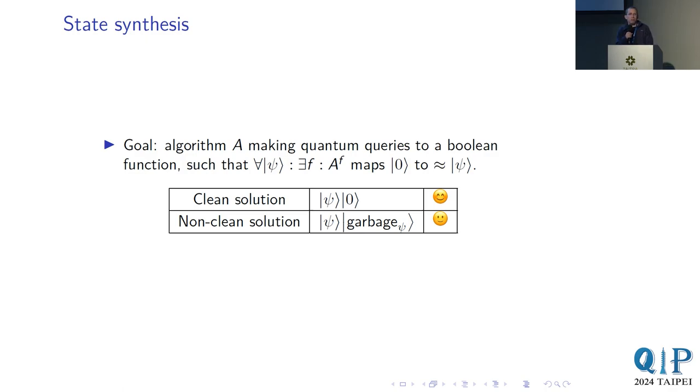This is useful, for example, if you're in a space-limited setting and you want to reuse the qubits for other tasks, or maybe perform different state synthesis tasks in superposition. But otherwise, maybe you don't care about that. Maybe you're just going to trace out your ancilla anyway. Then you can settle for a non-clean construction, where you end up with psi tensored with some other garbage state that may depend on psi.